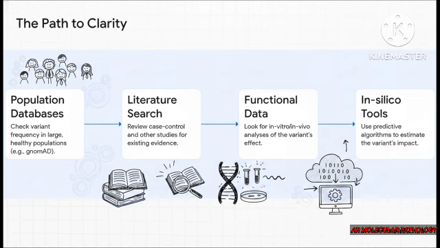First, we check large population databases. Is this variant common in healthy people? Then we do a deep dive into the scientific literature. We also look for functional studies that actually test the variant's effect in a lab. And finally, we use computational or in silico tools that try to predict the variant's impact.